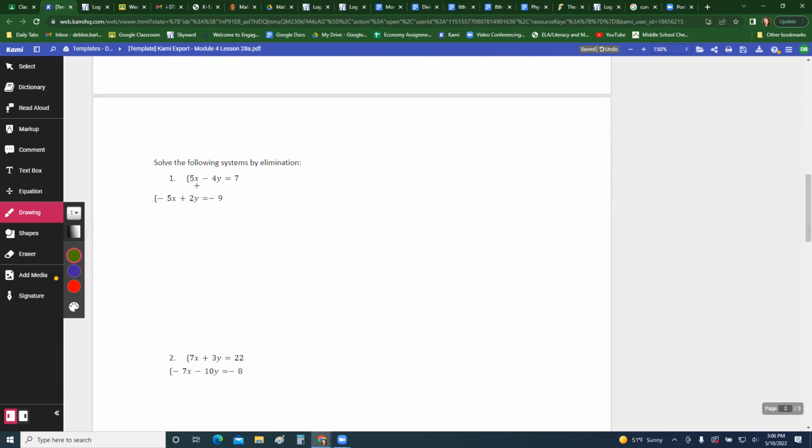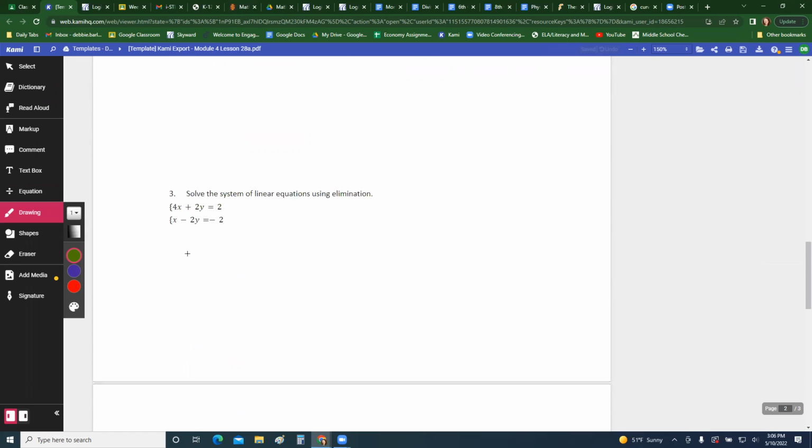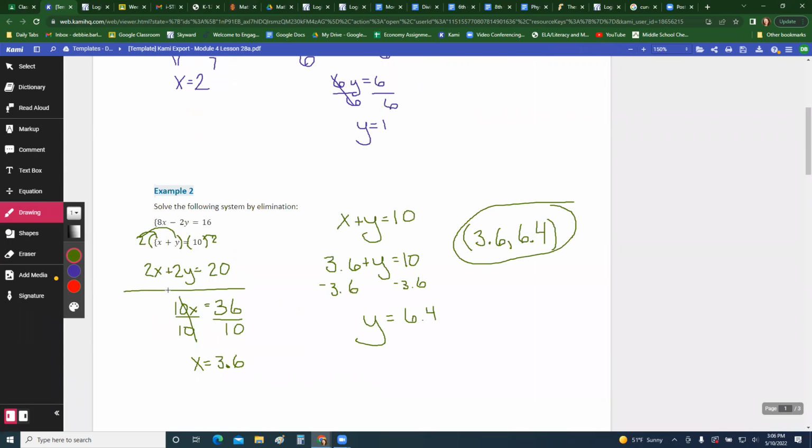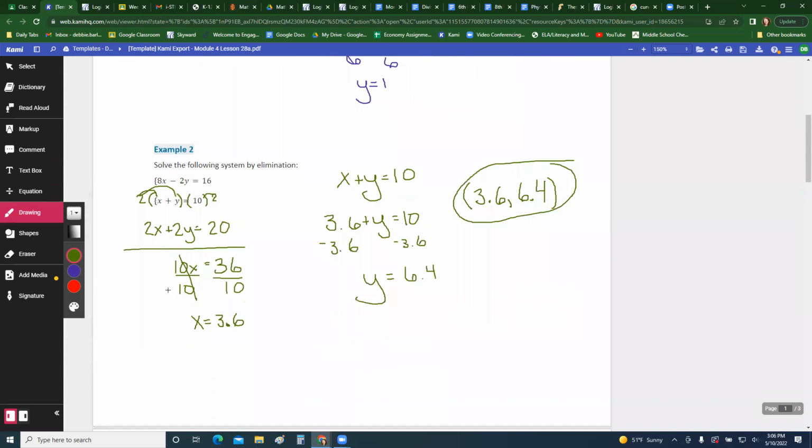Some of these, like when we have a 5x and a negative 5x, will eliminate pretty easily. And some of these you might have to do some multiplying, like the 3 and the 2 and the 9 and the 7. You can either multiply the 2 times 3.5 to cancel out that 7, or you can multiply the 3 times negative 3 to cancel the 9. Just remember, whatever you multiply on one side, you need to do to the other. But it's pretty straightforward stuff. It's a great way to solve systems of equations if you don't want to graph.